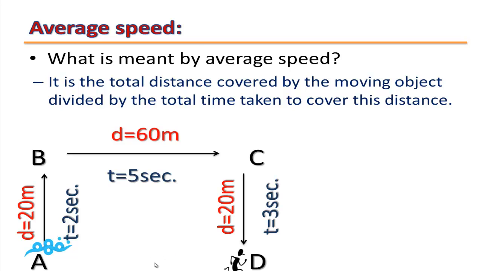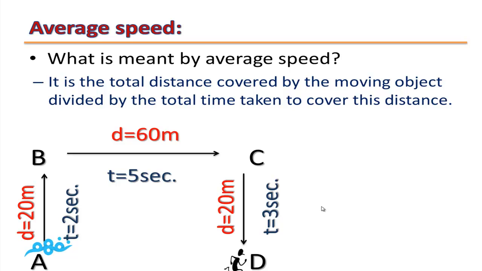As we just saw, this person moved from A to B, a distance of 20 meters during 2 seconds. Then he moved from B to C, a distance of 60 meters, during 5 seconds. Then he moved from C to D and he covered the distance of 20 meters during 3 seconds.